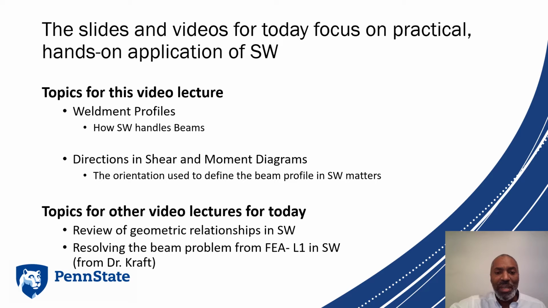Additional topics for today's lectures that you should look for on Canvas include a review of geometric relationships in SolidWorks. It's good to have a strong understanding of this because as with any CAD package, and especially within SolidWorks, there are relationships between all your geometric entities, and so if you change one, you'll change another, and that allows us to do some parametric design in SolidWorks, but also can help us out with some parametric analysis on our simulation side as well. We'll also be resolving the beam problem from the last FEA lecture.